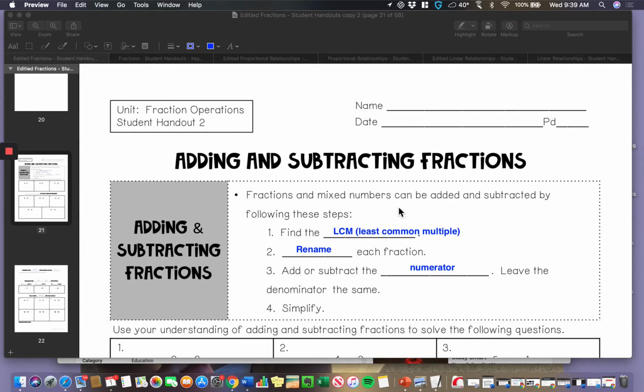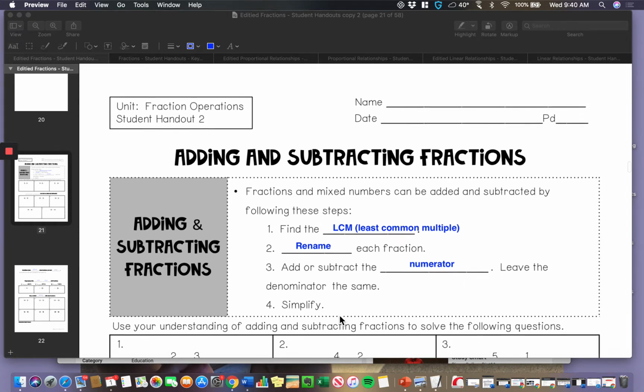Good morning, everybody. Today we are adding and subtracting fractions. So when we are adding and subtracting fractions, fractions and mixed numbers can be added and subtracted by these following steps. Number one, you have to find the least common multiple. Two, rename each fraction. Three, add or subtract the numerators and leave the denominator the same, and then simplify.